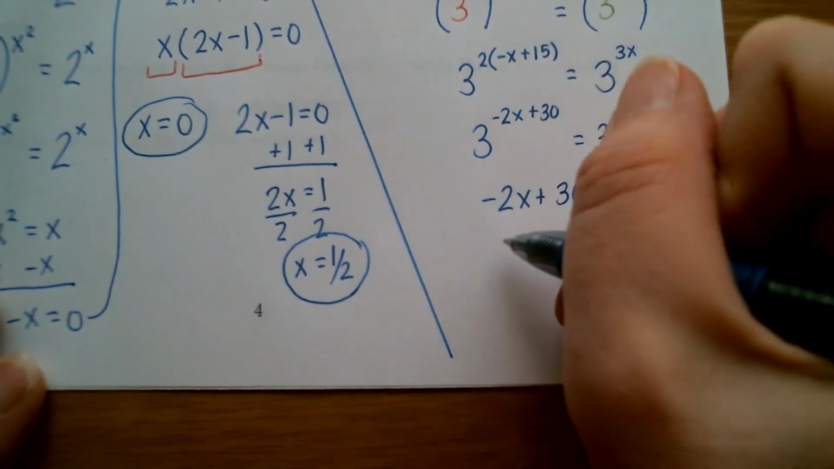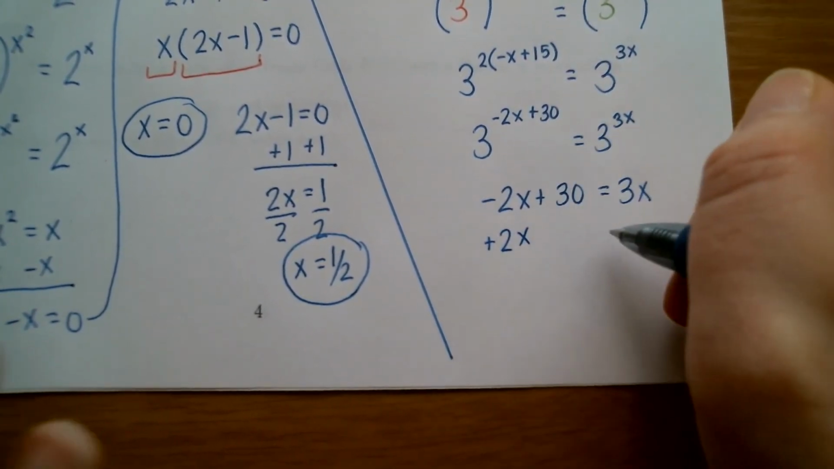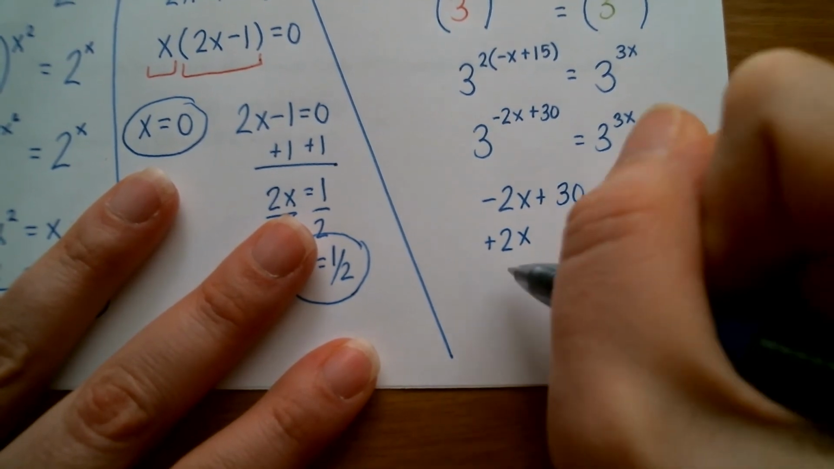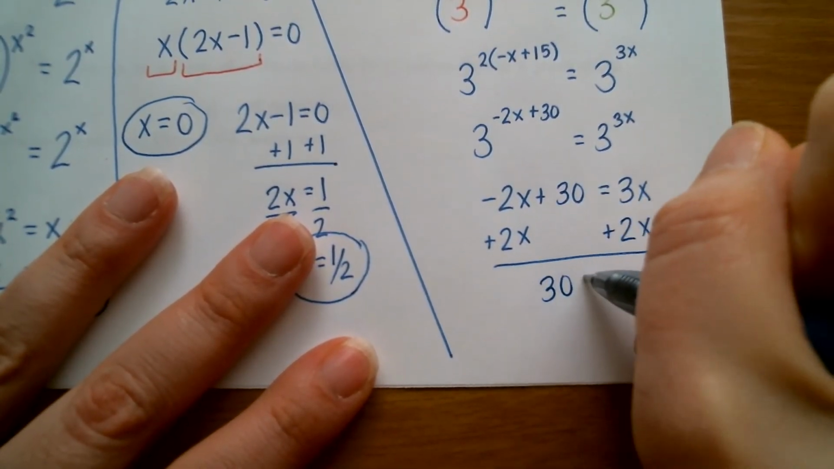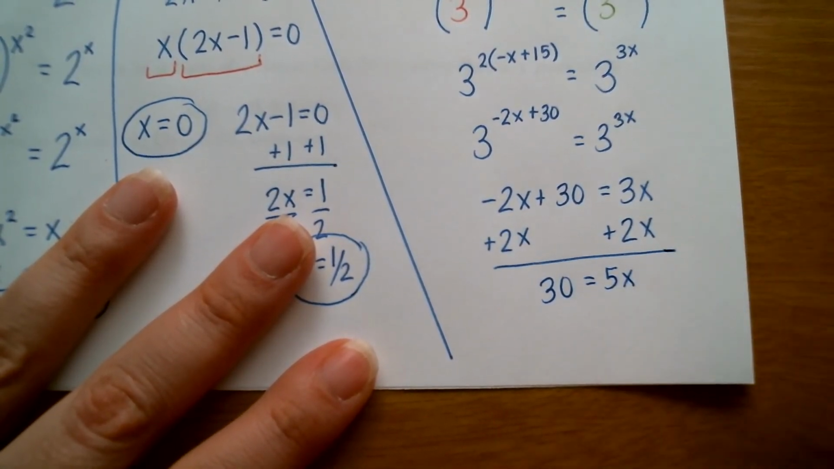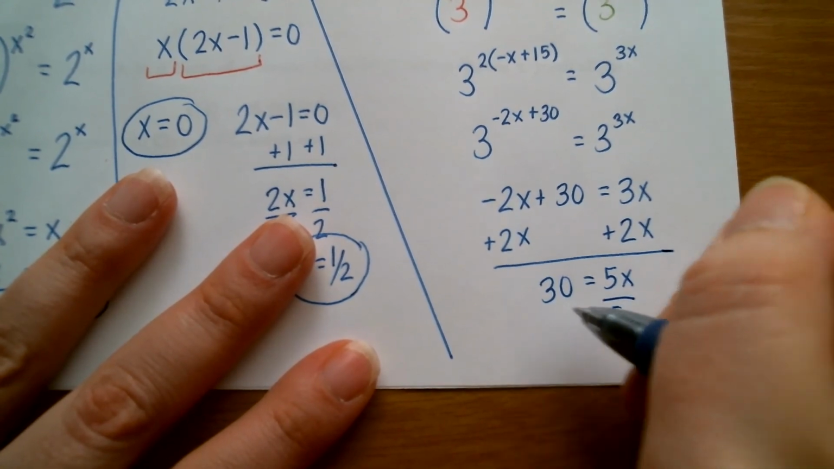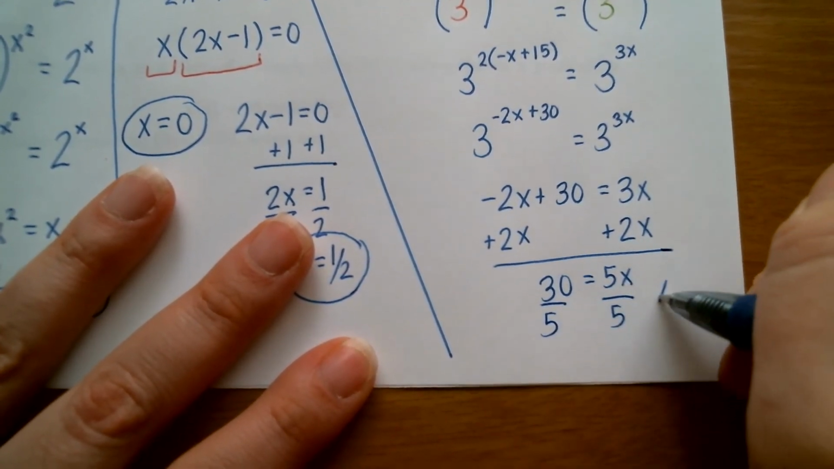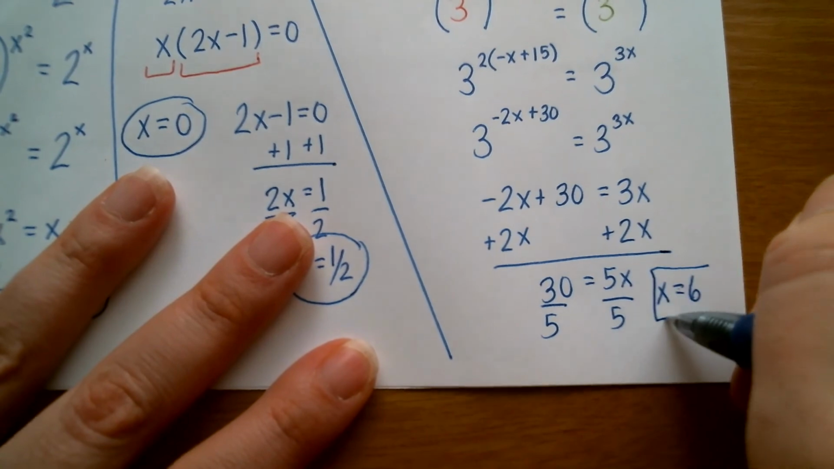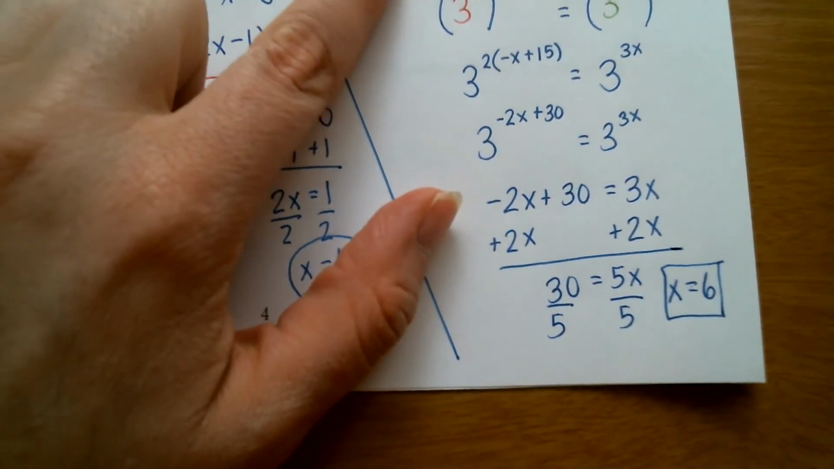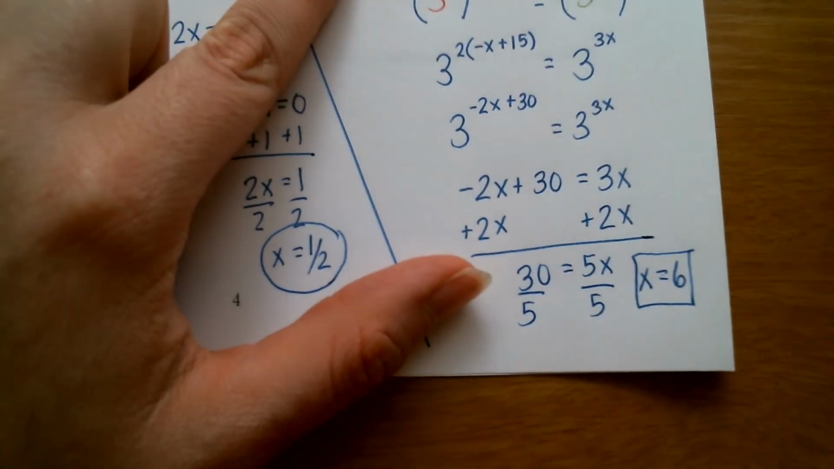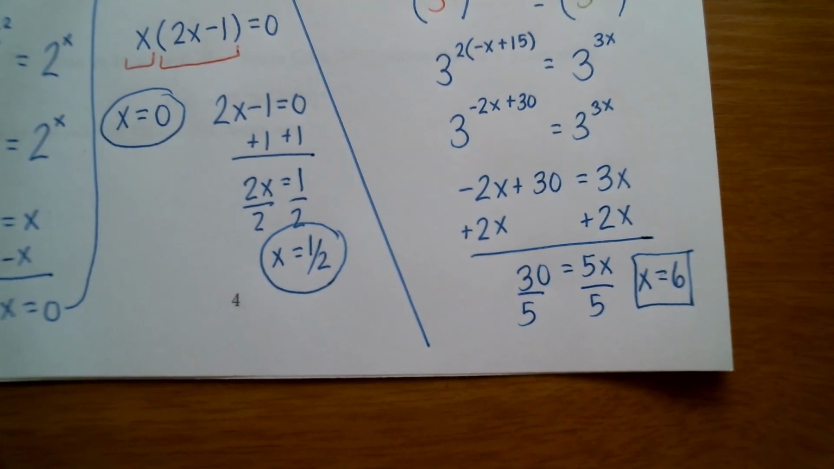So let's go ahead and get all the x's on one side. I'm going to add 2x to both sides. I'm going to get 30 is equal to 5x. And then if I want x, divide both sides by 5. So the x value that makes both sides of this equation true is 6. 6 is the solution to this equation.